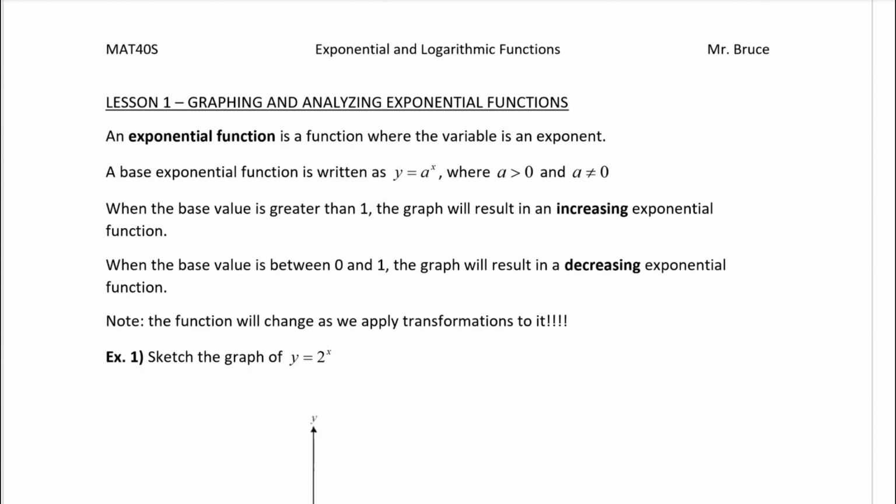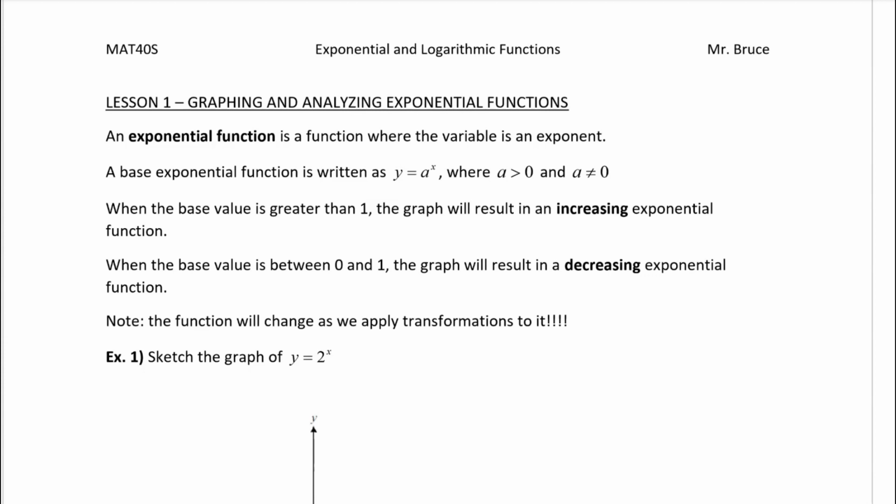So let's get started. An exponential function is a function where the variable is an exponent. With every other function you've dealt with so far, you've had whole numbers as your exponents, but now we're going to be moving into having the variable be the exponent this time. A base exponential function is written as y is equal to a to the power of x, where a needs to be greater than 0, and also a cannot equal 1.